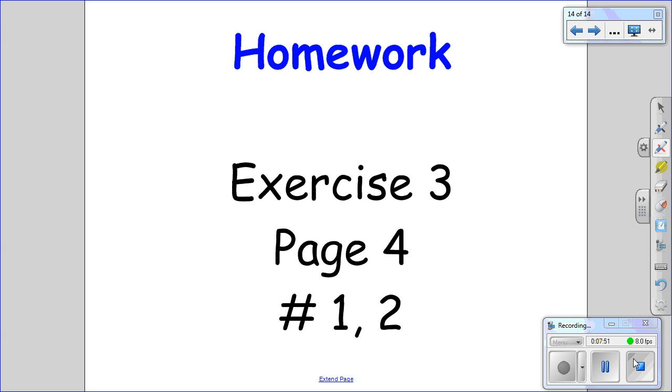And before you come to class tomorrow, we're going to work on exercise 3, page 4, number 1 and 2.